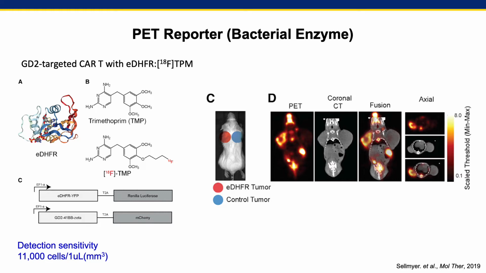Recently, Mark Sellmyer's lab at UPenn published a new reporter, which is the bacterial enzyme dihydrofolate reductase, using F18-labeled trimethoprim as a PET probe, and particularly they were able to engineer multiple reporters so that they can do multimodal imaging. They were able to detect the CAR T cell targeting GD2 in the preclinical animal model, and their detection sensitivity was about 11,000 cells per 1 microliter volume.